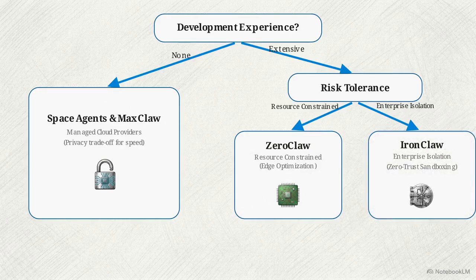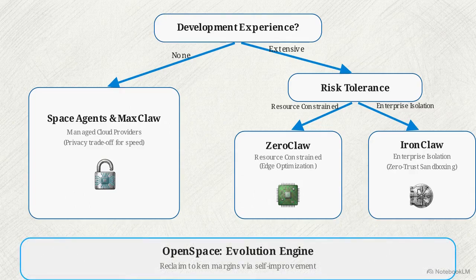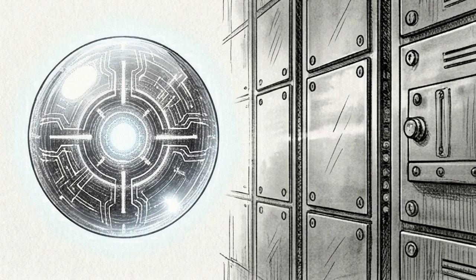Finally, for the operators looking to scale these workflows and pare API costs over the long run, you layer OpenSpace onto your chosen framework to reclaim token margins on your complex, repetitive tasks. An AI agent's intelligence is strictly bounded by the infrastructure it runs on. You must choose your constraints before they choose you.